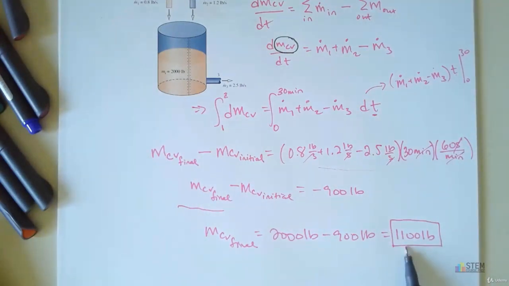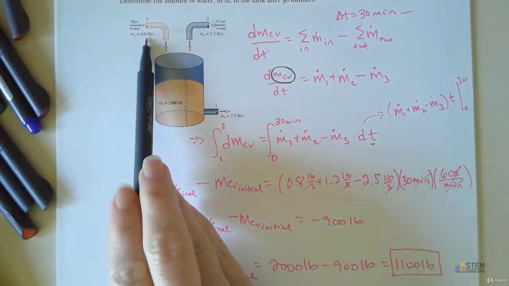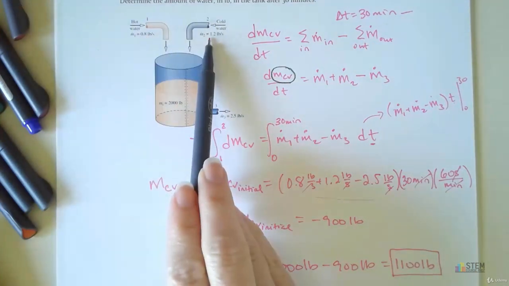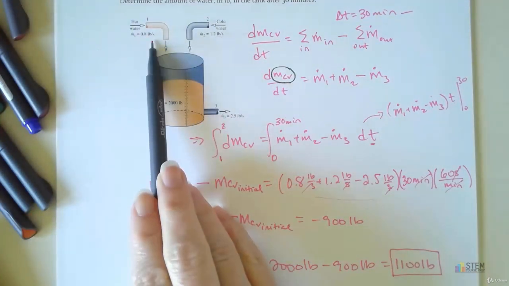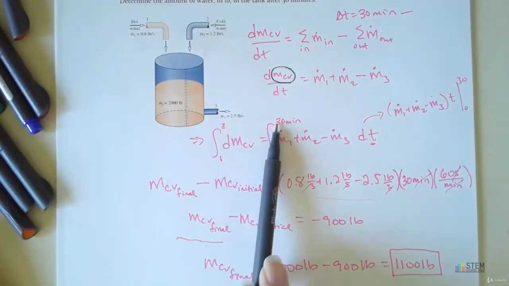So basically that means there is more going out than there is coming in. And you can see that just by looking at these mass flow rate numbers. We got 0.8, 1.2. You add that up, that's 2 pounds per second coming in. We have 2.5 pounds per second going out.